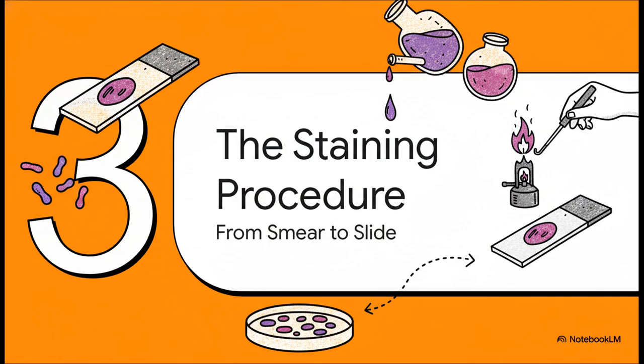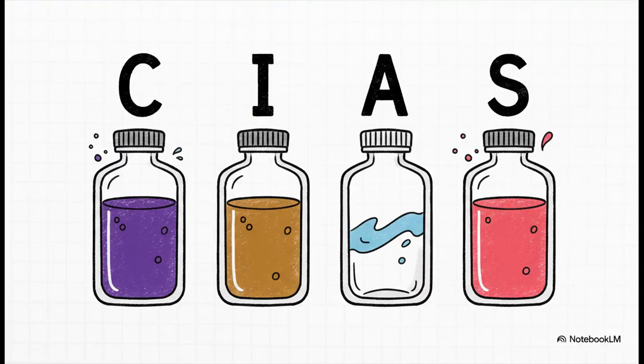Okay, so now that you get the why, let's walk through the how. This is the actual step-by-step procedure you do in the lab. And for all you exam takers out there, here's a super high-yield mnemonic you gotta remember for the order of the reagents. It's CIAS. That's crystal violet, iodine, acetone alcohol, and safranin.